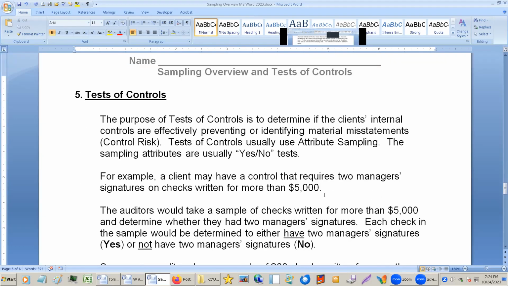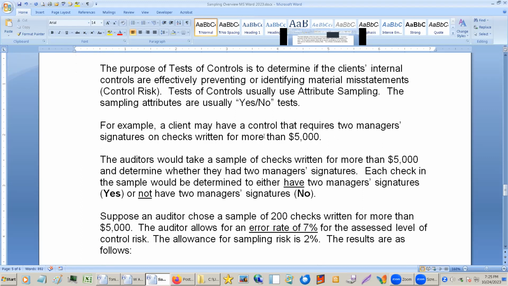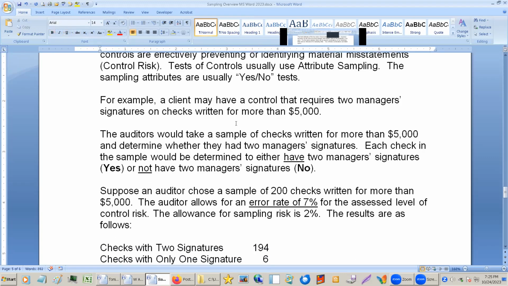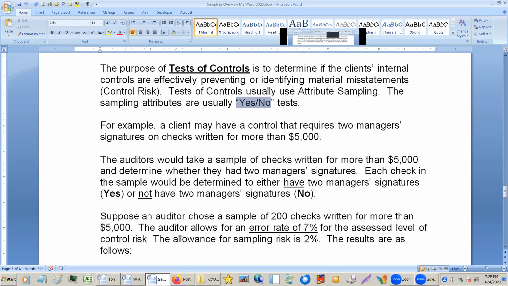Okay, test of controls. They actually test this more, at least in recent years, I think, than they do the substantive testing. And the question is, can you rely on the controls? So relying on the internal controls. And these are yes, no tests. I think we talked about this.